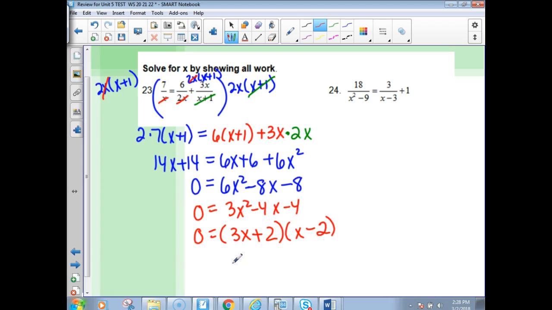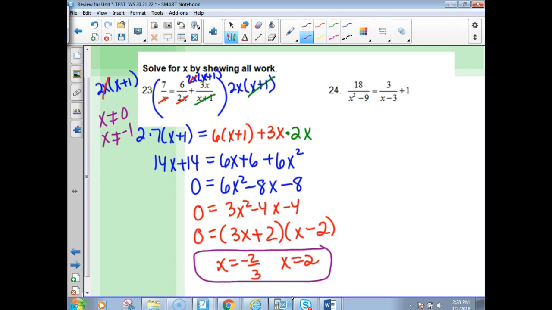Okay, that gives me solutions of x is negative 2/3 and 2. Does everybody know how I got those? I just set each factor to 0 and solved it in my head. All right, now I got to double check though, back to my original problem. There were restrictions on the domain. The x couldn't equal 0. It couldn't equal negative 1. I didn't get either of those. These are 2 answers to the problem.